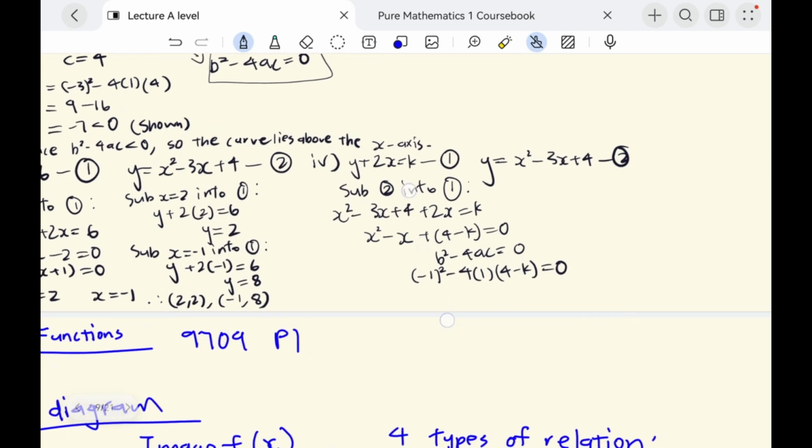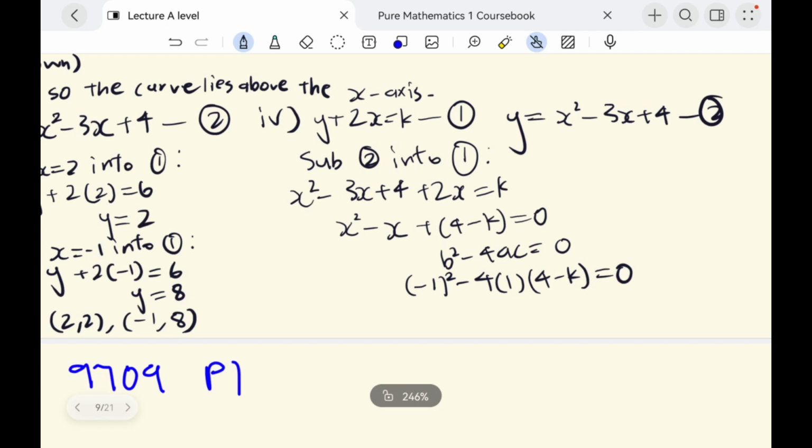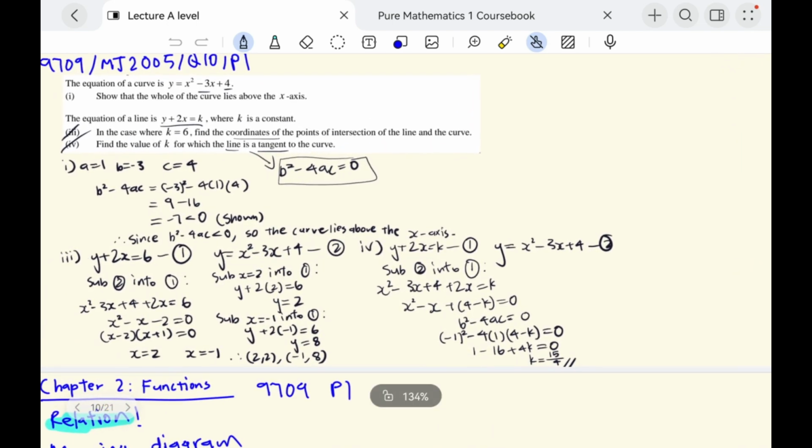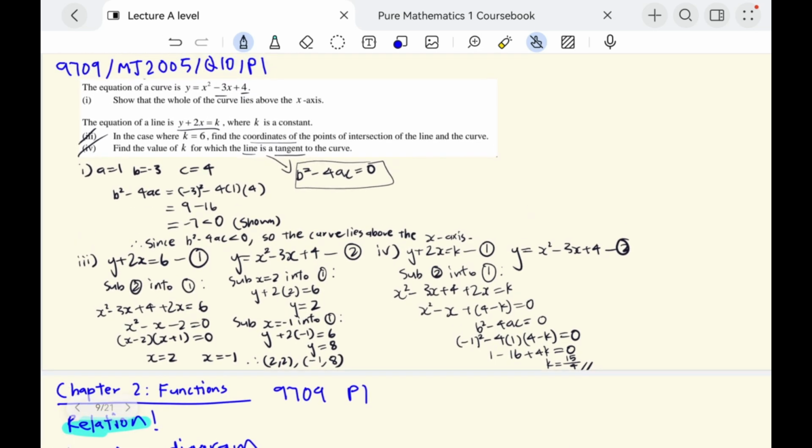Now you will find your k easily. Negative 1 squared is 1. And negative 4, if you expand inside, you have the negative 16 and plus 4k. Now it's time for you to find your k. So 16 minus 1 is 15. So eventually your k is 15 over 4. Okay? Where k is your constant, as long as your constant is real. Okay? It's a real number.